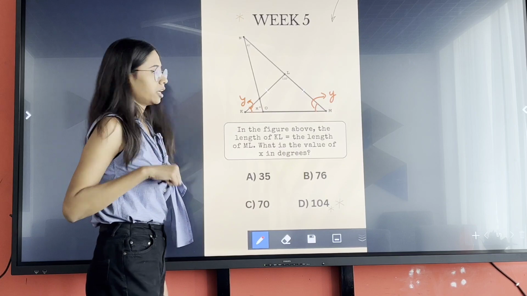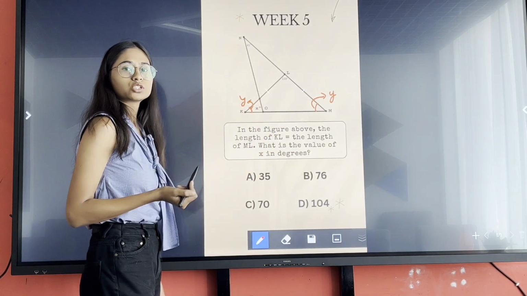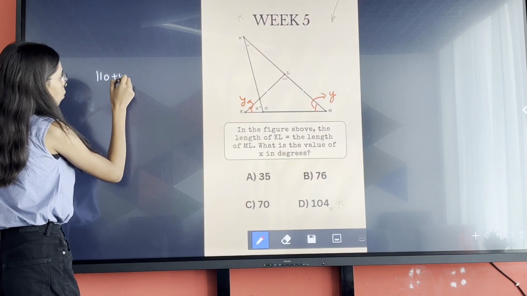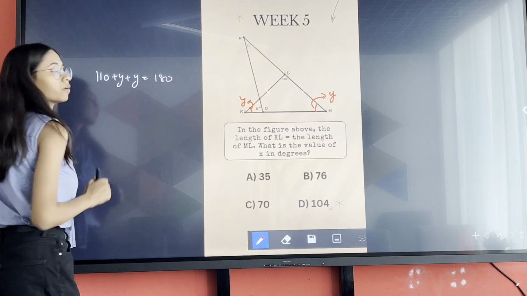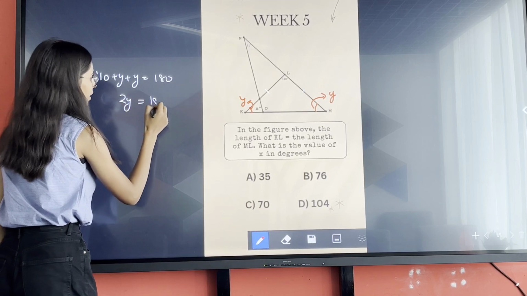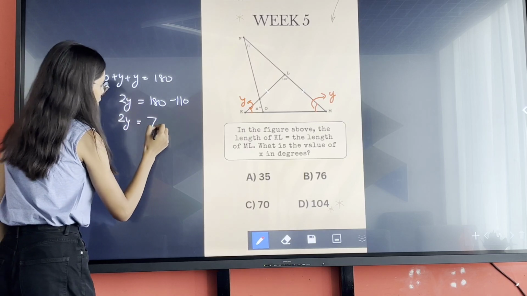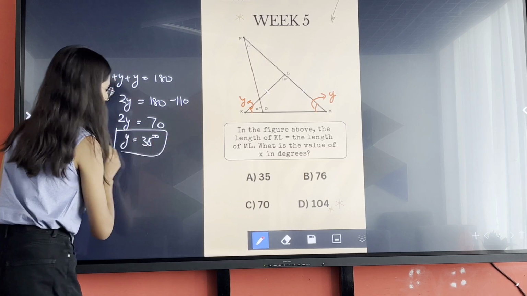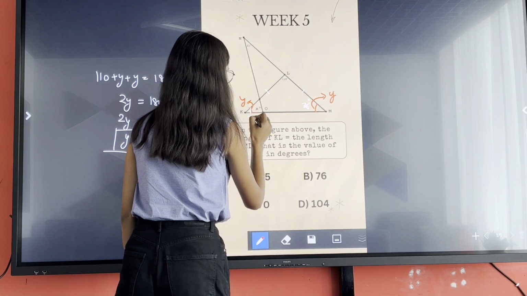From another triangle property we know that the sum of all angles in a triangle equals 180. So we can write this as 110 plus y plus y equals 180. From here we can find the value of y: 2y equals 180 minus 110. This will be 2y equals 70, and y comes out to be 35 degrees. So I got this as 35 and I got this as 35.